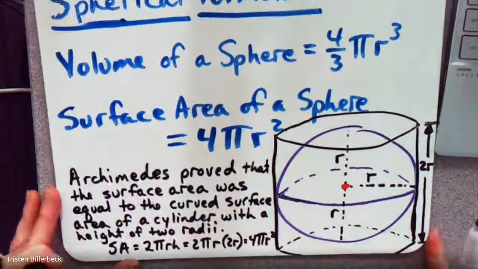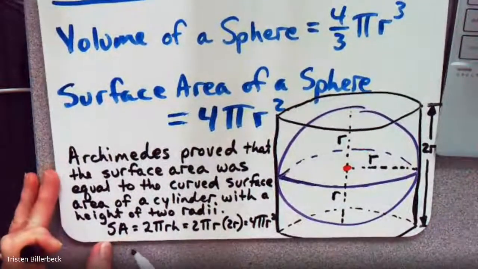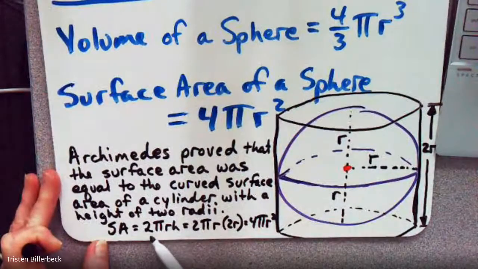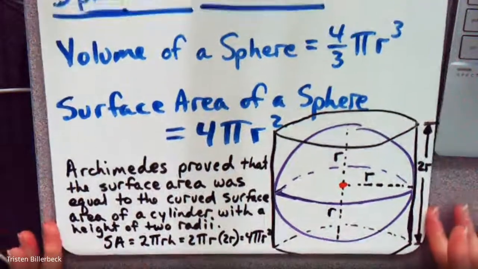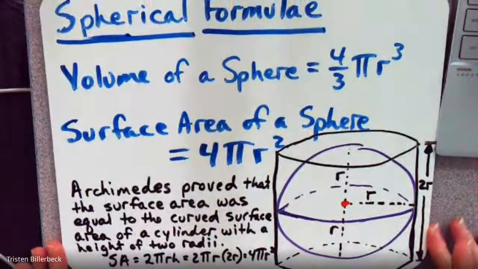So if we look at the surface area formula for a cylinder, it would be 2 pi r h, but if h is 2r, then when we multiply it, we get 4 pi r squared, which is our formula that we use for the surface area of a sphere. So there you have it.